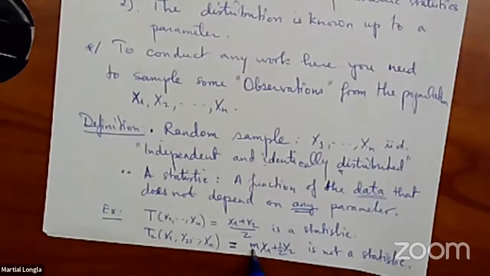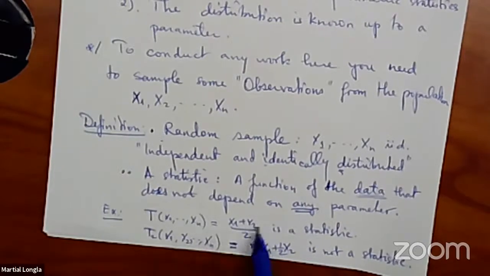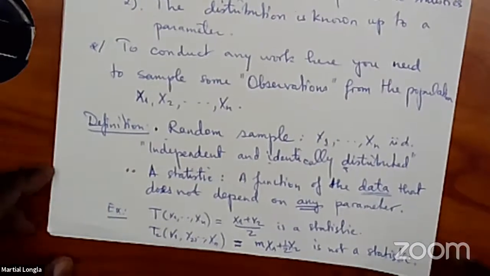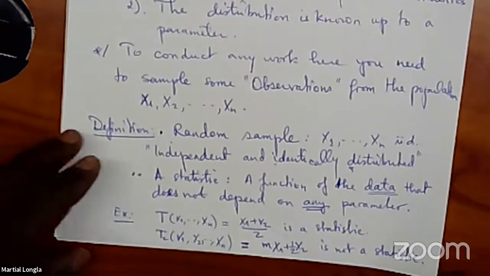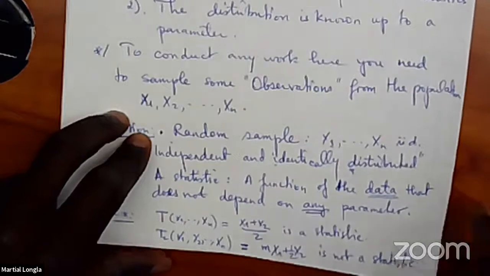So that's a parameter in here. That disqualifies this function from being a statistic. Because if I want to work it out, I might want to know what that m is. So a statistic doesn't have a parameter, only the data points, the random sample that is used in it. Any question on this? All right, we are about to get serious.